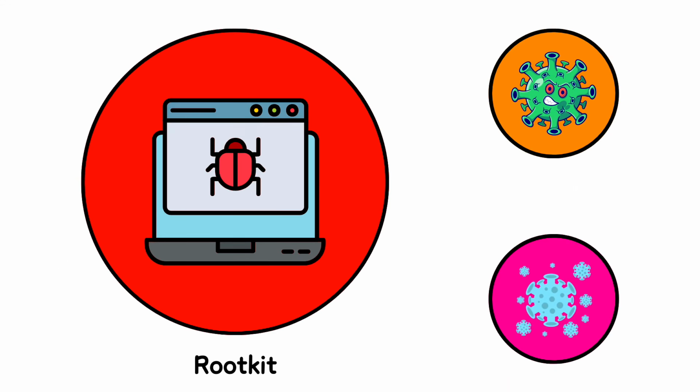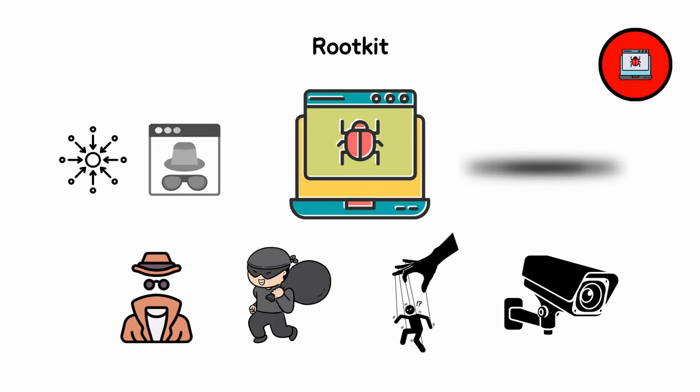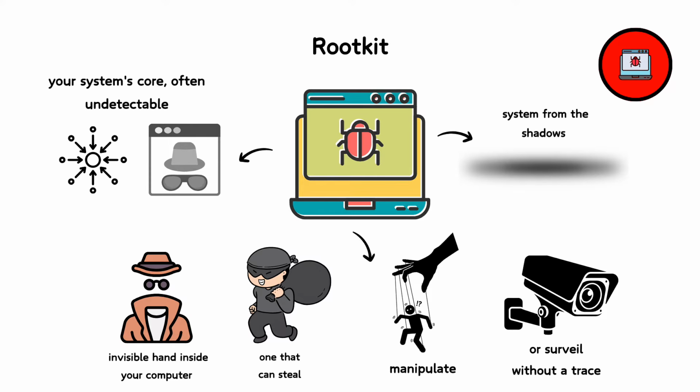Rootkit. A rootkit is the ultimate spy, burrowing deep into your system's core, often undetectable. It grants its creator sinister control, allowing them to manipulate your system from the shadows. It's like an invisible hand inside your computer, one that can steal, manipulate, or surveil without a trace.